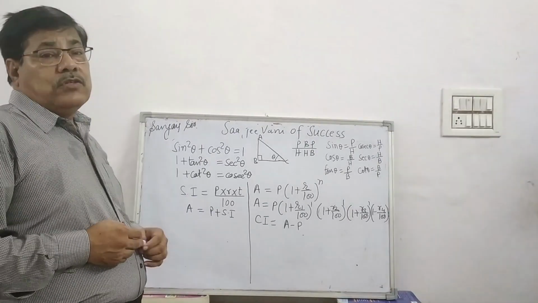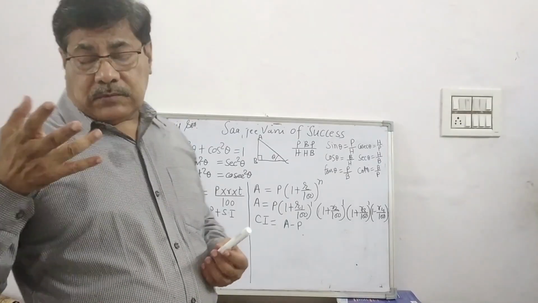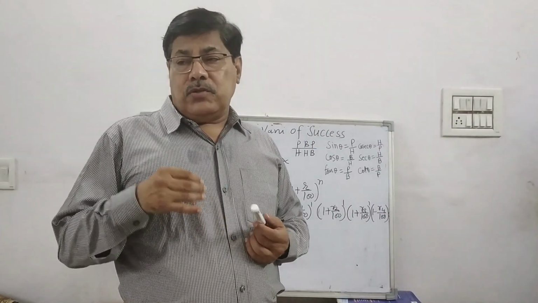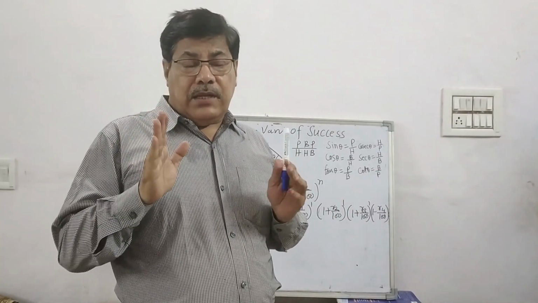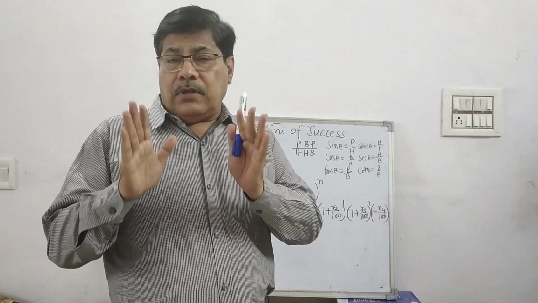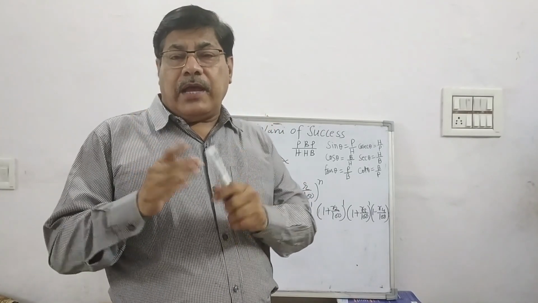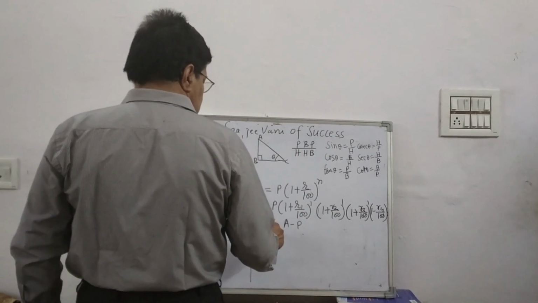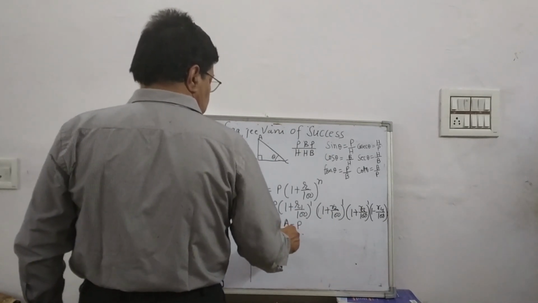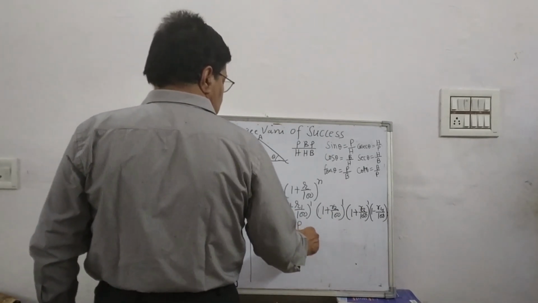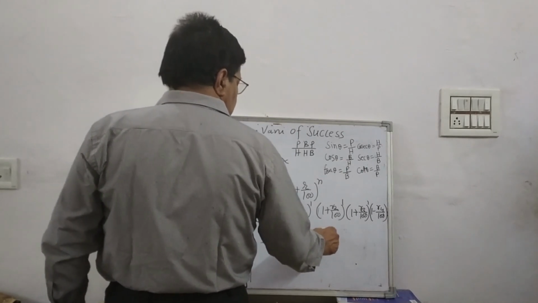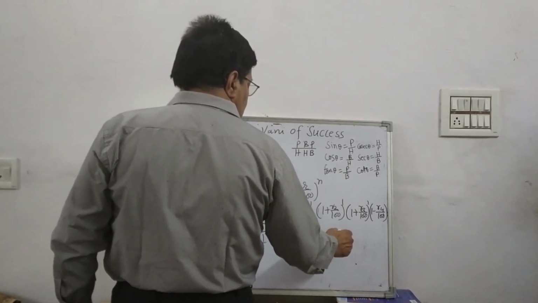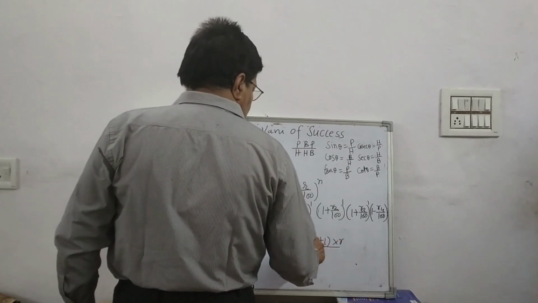Clear? Now suppose you have opened the recurring deposit. Recurring means you are depositing some particular amount of money in a bank. Then which formula you will use for finding the interest? Then this formula will be used: P into n into n plus 1 into R upon 2.